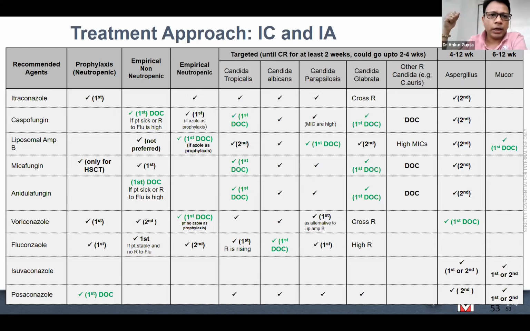I'll again repeat. Drug of choice for prophylactic in neutropenic patients, posaconazole. Drug of choice for empiric use in non-neutropenic patients. If patient is very sick, echinocandins. Not very sick, fluconazole. Drug of choice for empirical use in neutropenic patients is echinocandins or amphotericin B. Drug of choice for Candida non-albicans, echinocandins. Drug of choice for confirmed aspergillosis, voriconazole. Drug of choice for mucormycosis, posaconazole.